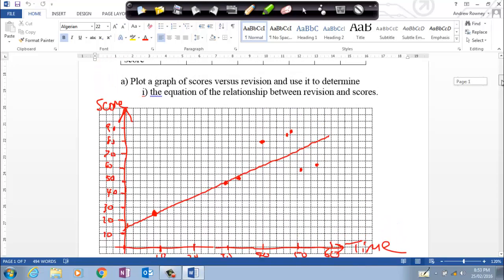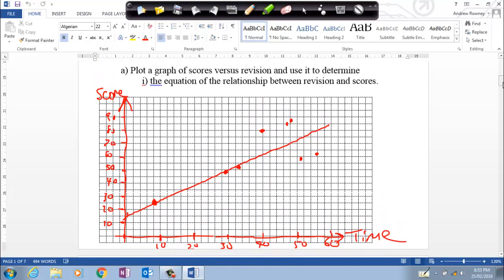Now you can do all this manually, and you can check it on the graphics calculator. We have to find the equation linking these two variables together. I've put time on the x-axis because time is the independent variable. There's also a hint here, it said plot a graph of scores versus revision. You always say y versus x.